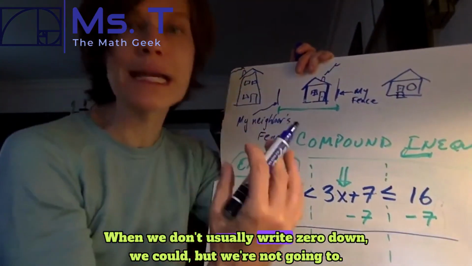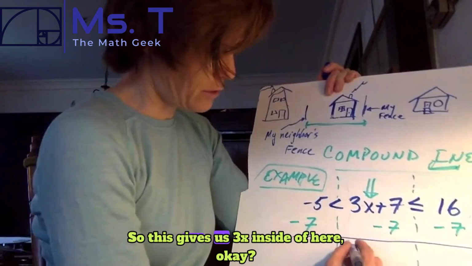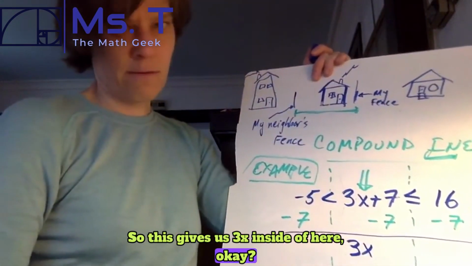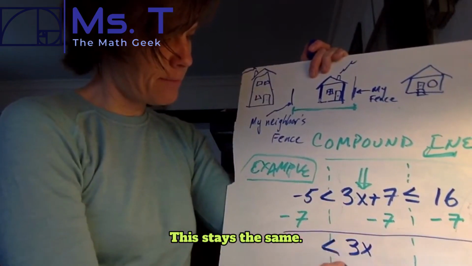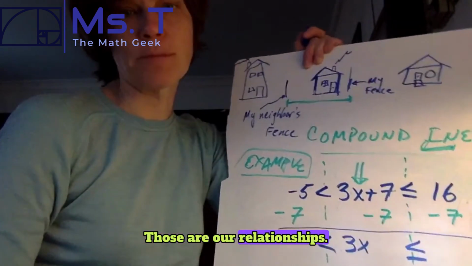And we don't usually write 0 down. We could, but we're not going to. So this gives us x inside of here. Okay? This stays the same. This stays the same. Those are our relationships.